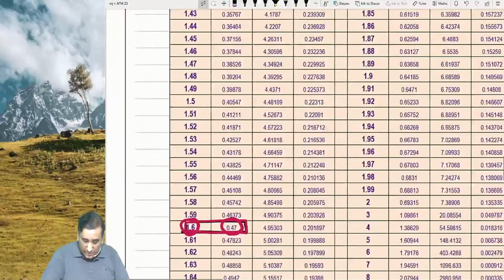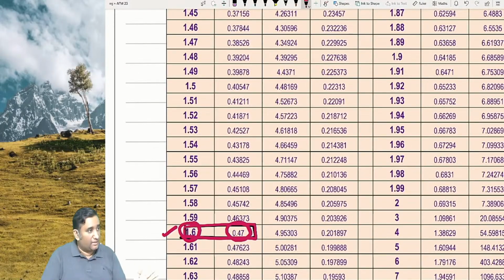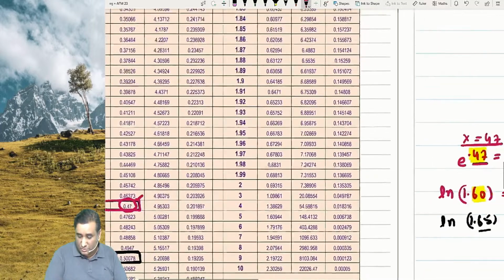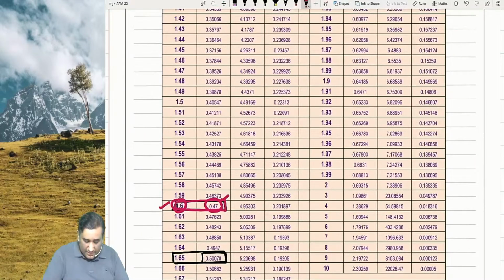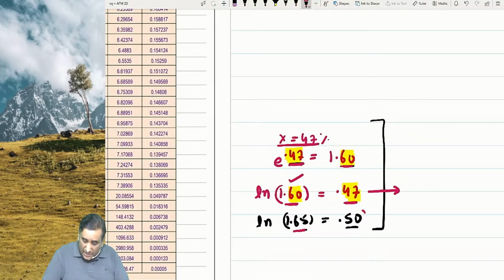I have taken this case now. If x is, the reverse way, 1.6, it becomes 0.47. The way of writing is e to the power x equals 1.6, natural log of 1.6 is 0.47. Now how do I read it? 0.47 is the value; e to the power 0.47 will give me what? 1.6. Similarly, try to read for me: if ln is 1.65, the natural log value is 0.50. Can I say e to the power 0.50 should be equal to what?